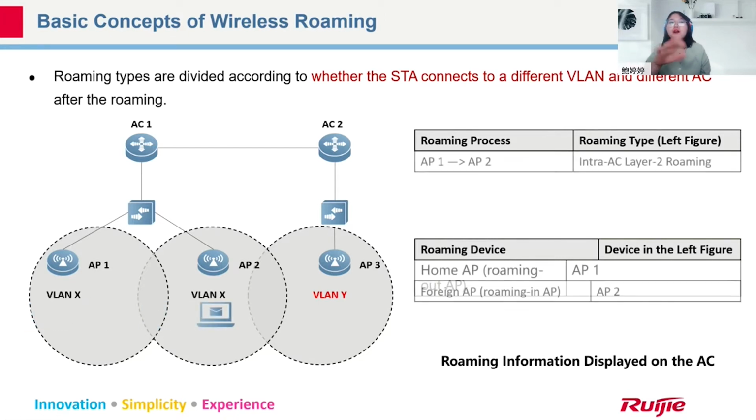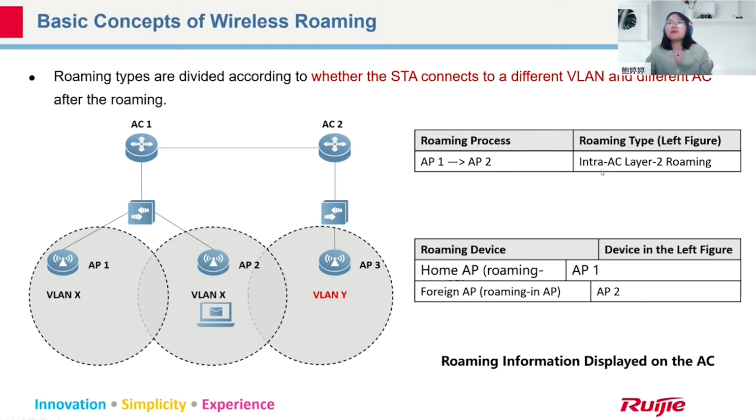If the user is roaming, and in this process we find the connection goes from AP1 to AP2, both of them are located in the same AC. So we call this type intra-AC. This is intra-AC because they use the same AC. And this one belongs to layer 2 roaming because your information is not changed. Both of them use VLAN X.